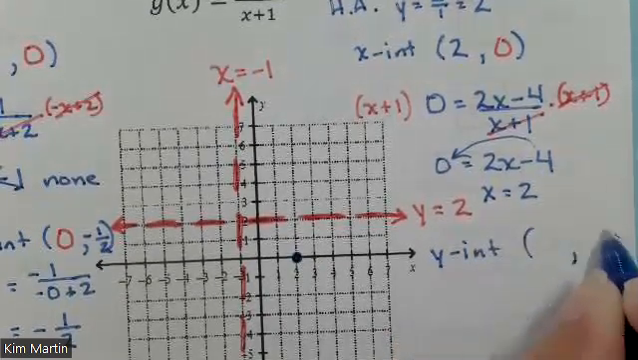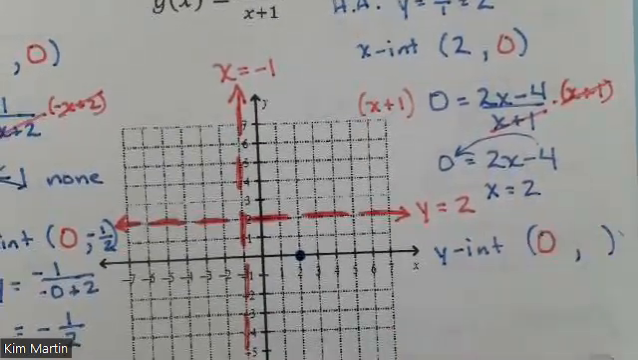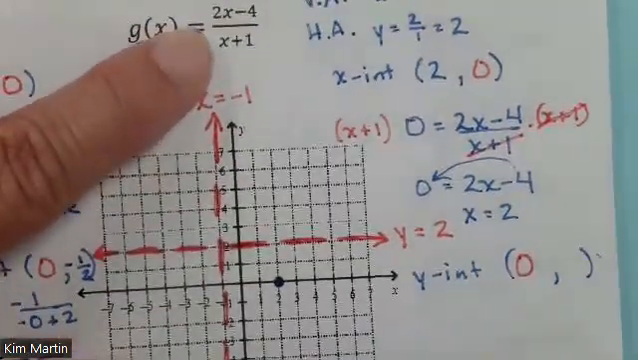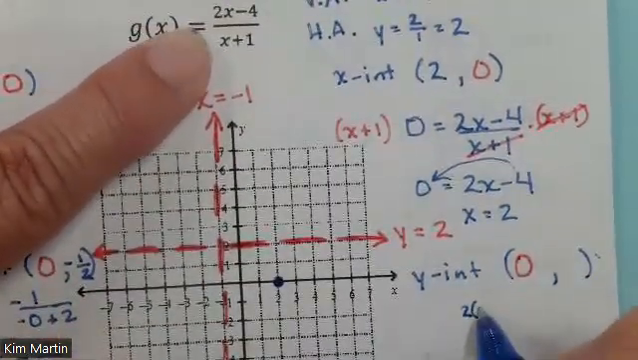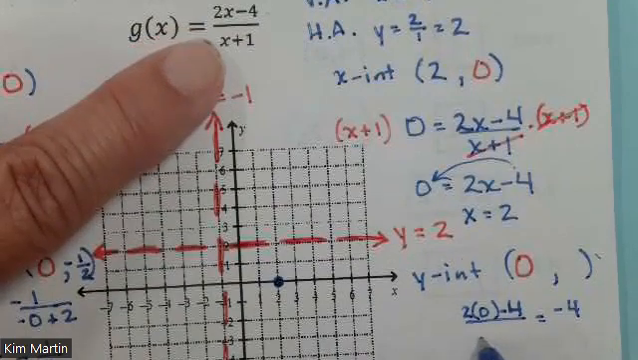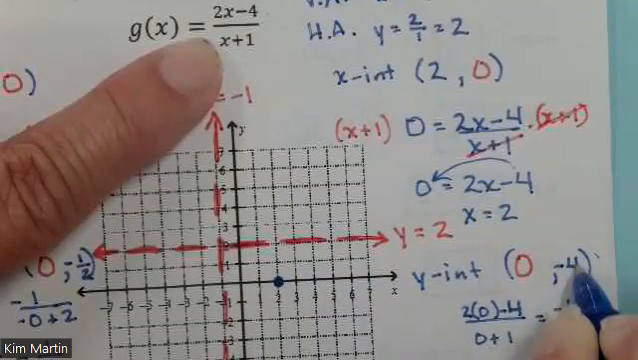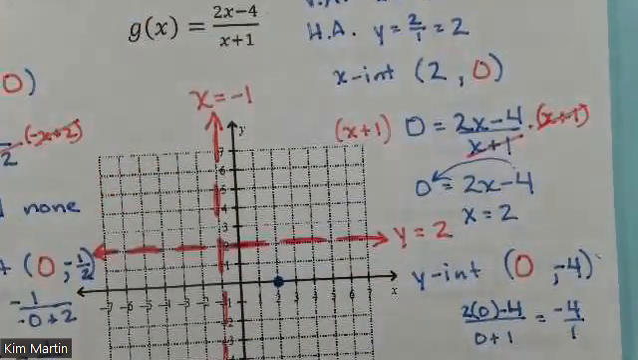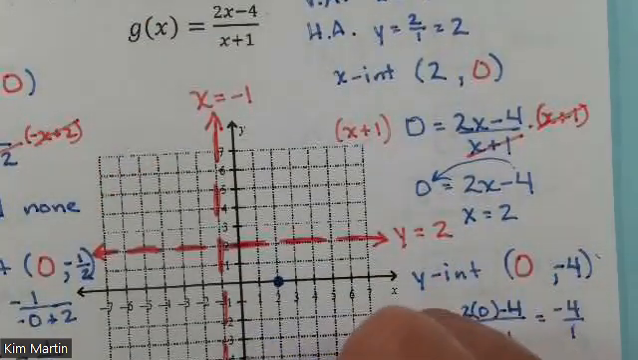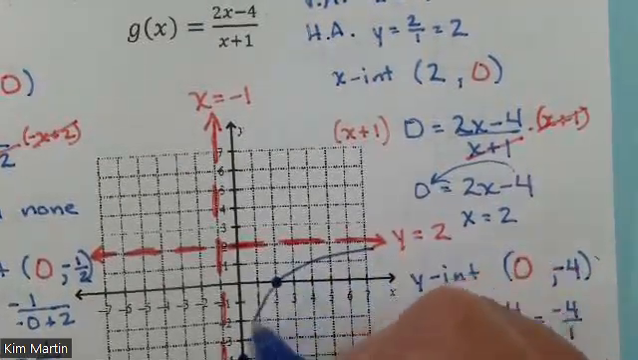We need a number in the y value. So our number in our x value is going to be 0. So you plug 0 in for x up here. 2 times 0 minus 4 gives us a -4 on the top. Then you have 0 plus 1 on the bottom. You get 1. So we have a y-intercept of -4. Now I know this curve goes like this.